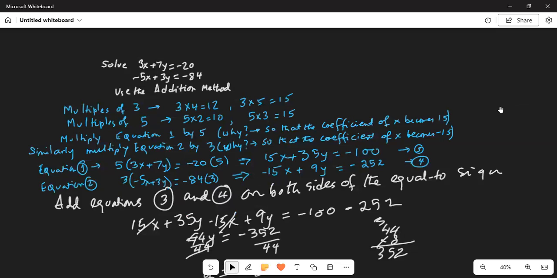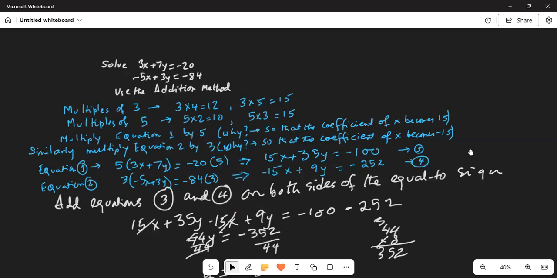So what do we do? We look for multiples of 3. Now 3 times 4 is 12 and 3 times 5 is 15. Similarly, 5 times 2 is 10 and 5 times 3 is 15. Okay, so we see the common multiple of 3 and 5 is 15. So we will multiply equation 1 by 5. Why? So that the coefficient of x becomes 15. And we will multiply equation 2 by 3 so that the coefficient of x becomes minus 15.